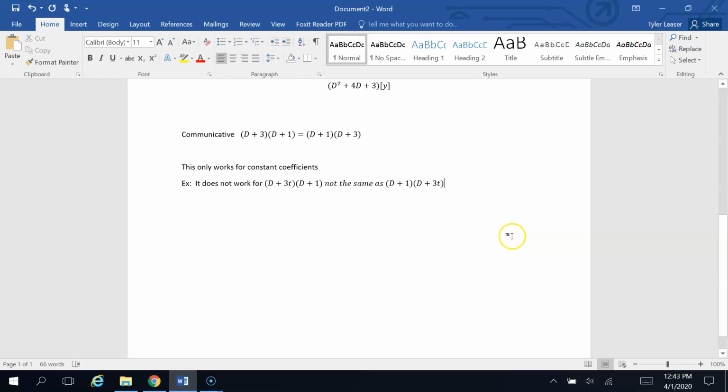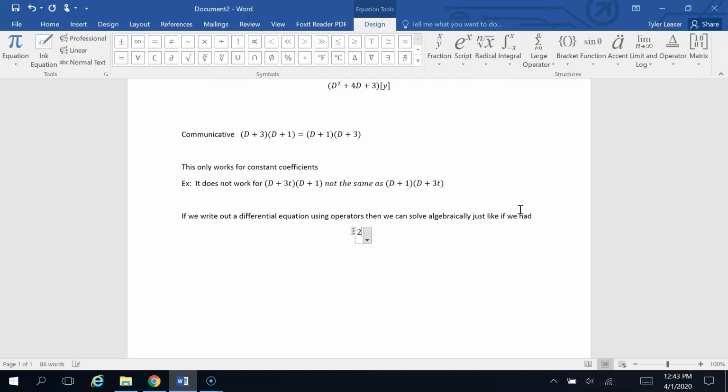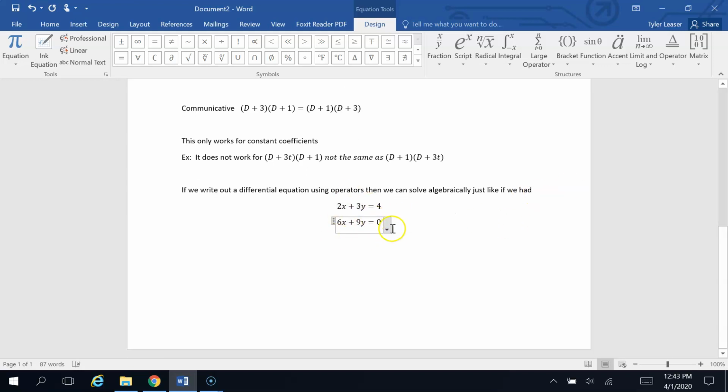Okay, the whole point of telling you all this is that if we write out a differential equation using these operators, then we can solve algebraically. Just like if we had a system of equations, 2x plus 3y is equal to 4, and then another equation, 6x plus 9y is equal to 0, let's say. The way that we solve these is going to be the same way that we solve a system of differential equations when we have it written out in that operator form.